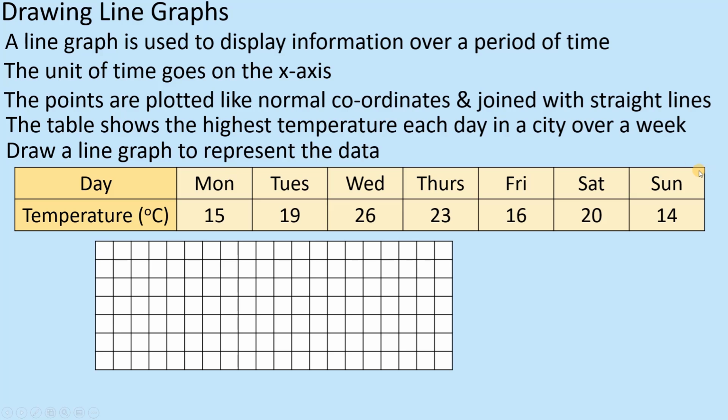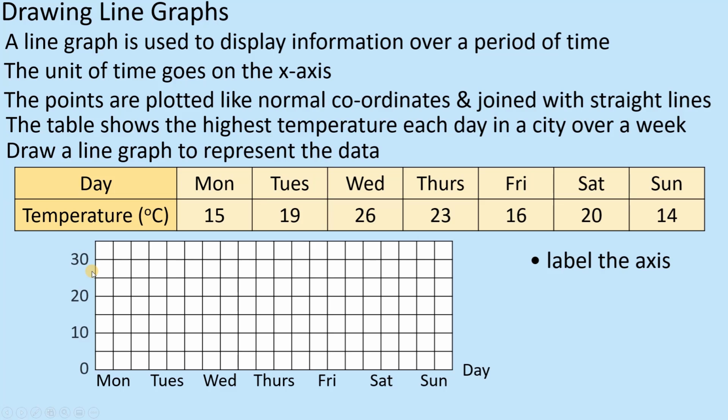So I've got Monday to Sunday along the bottom, which should be relatively straightforward, and then on the vertical axis it'll go from the lowest being 14 all the way up to 26. So I need a scale in here to represent that. It needs to go up to 26, doesn't it? So between 0 and 30 should do it, going up in 5s, so some increments in there.